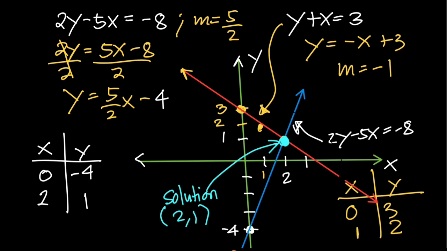Did you understand that? We graphed because we were asked to solve the system of equations graphically, so we graphed each one of them, and the point of intersection is the solution to the system of equations. But you can also solve this using substitution and elimination. I don't know if you already had that lesson.